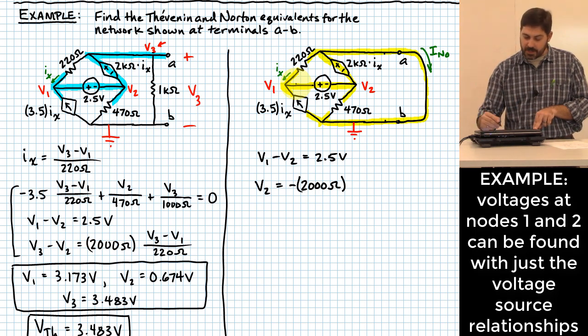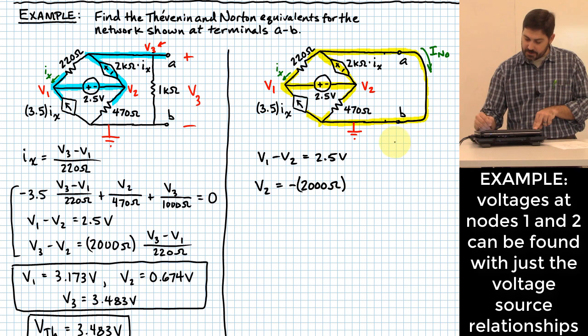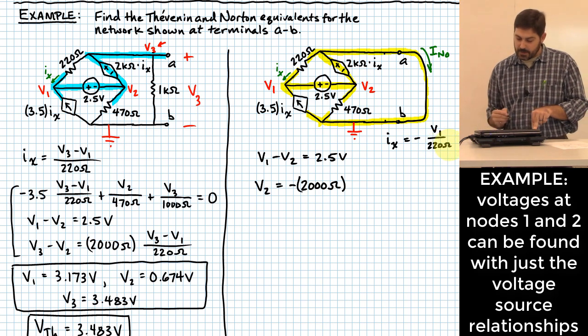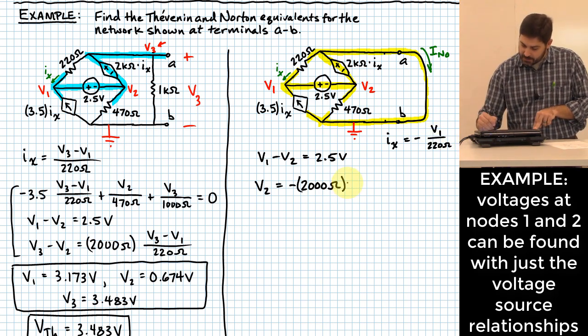It's kind of different because it now flows through this 220 ohm resistor. So I would say IX now, actually maybe pause on this equation that I'm writing. What is IX going to be? Negative V1 over 220 ohms. So that means that I can substitute that in right here and say this is going to be negative V1 over 220 ohms.